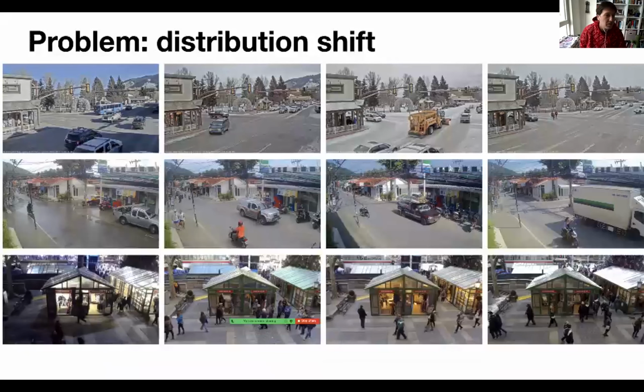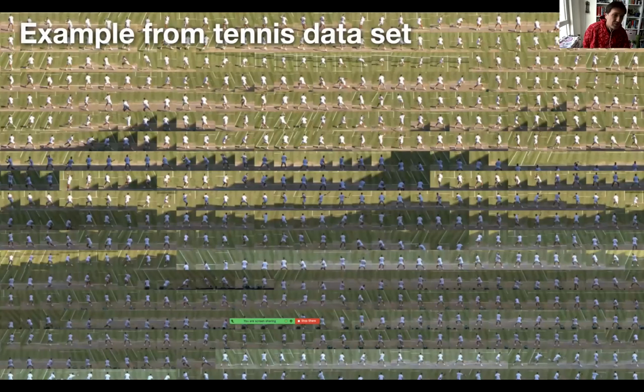So here, every row is different images from the same stationary camera at the same location, just on different days or in different weather patterns. Here's an example from my tennis data set at Wimbledon over the course of 3.5 hours, or I guess this match was probably 5.5 hours. The images look pretty different.